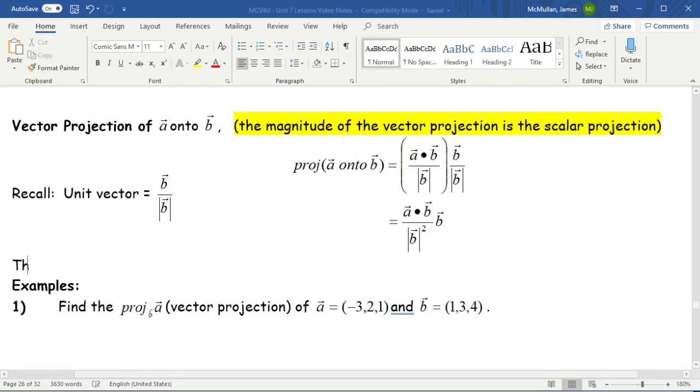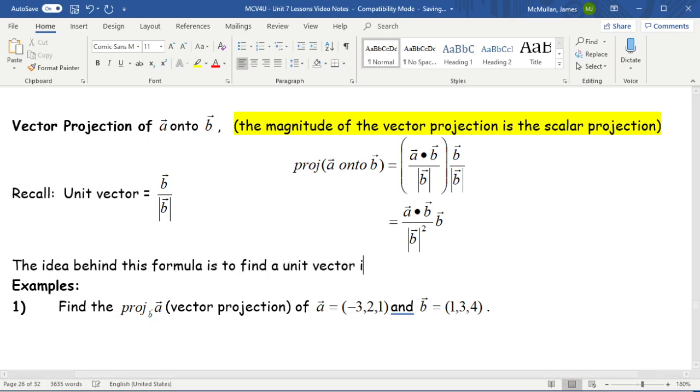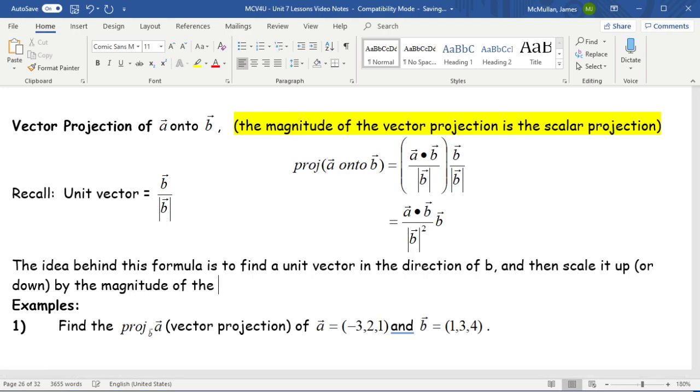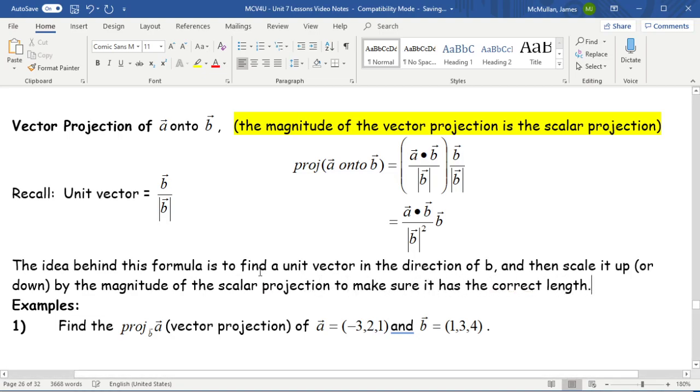So the idea behind this formula is to find a unit vector in the direction of B and then scale it up, or down, by the magnitude of the scalar projection to make sure it has the correct length. So again, how do you get a vector to have a length of 8? Find a unit vector in the direction you want and then multiply everything by 8. That's all we're doing here. This big chunk turns into a scalar that tells you how long your vector is supposed to be. This tells you a vector of length 1 that you're simply going to scale up by this number.